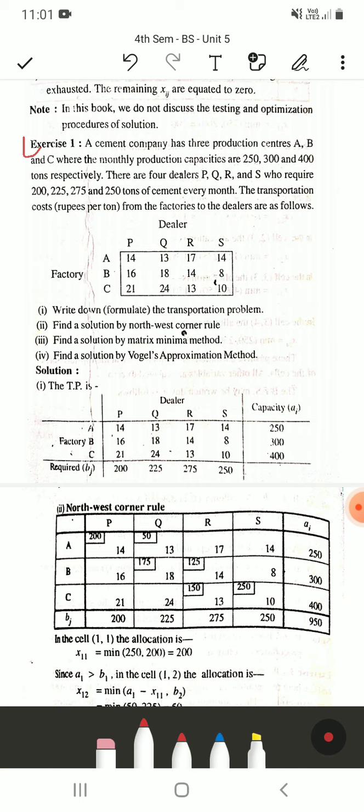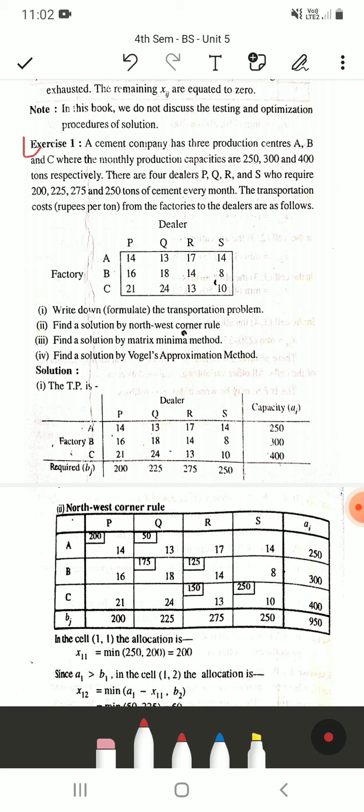So the first question is, a cement company has three production centers A, B and C, where the monthly production capacities are 250, 300 and 400 tons respectively. There are four dealers P, Q, R and S who require 200, 225, 275 and 250 tons of cement every month. The transportation costs given in rupees per ton from the factories to the dealers are as follows.